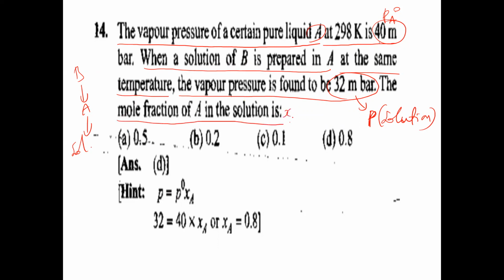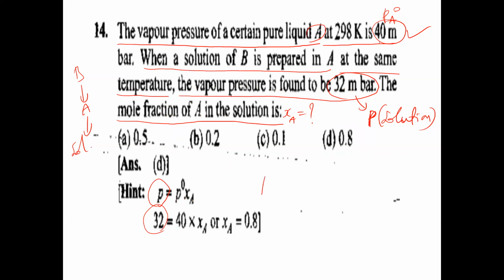The mole fraction of A, XA, is what they ask here. Now check it. At 298 Kelvin, the vapor pressure of pure liquid A is given as 40 millibar. PA naught is given here. When a solution of B is prepared in A at the same temperature, the vapor pressure is found to be 32 millibar. That means 32 millibar is P of total solution. The mole fraction of A in the solution is asked. Now P is equal to PA naught into XA, and 32 is the total pressure.